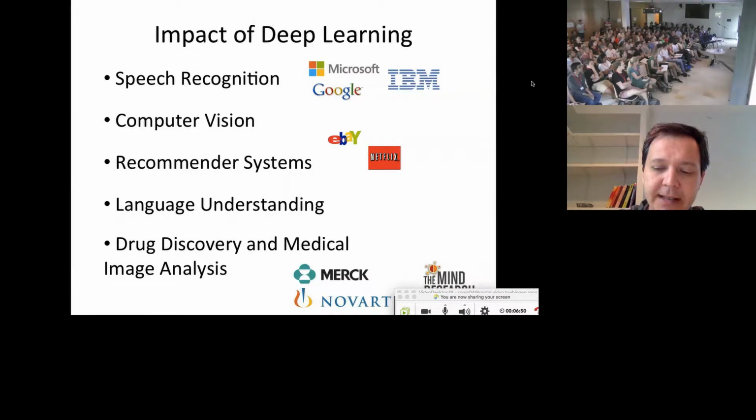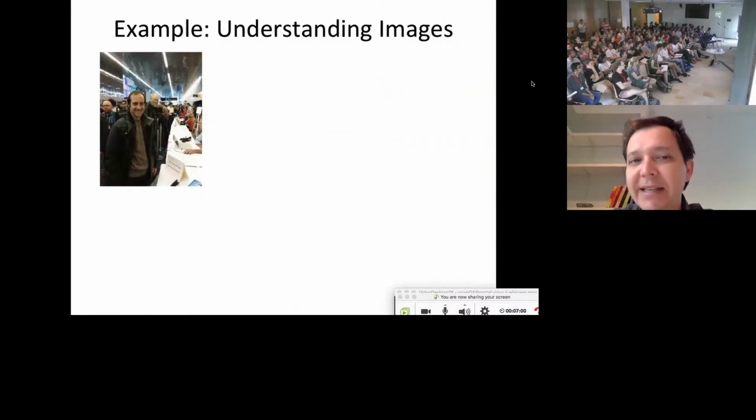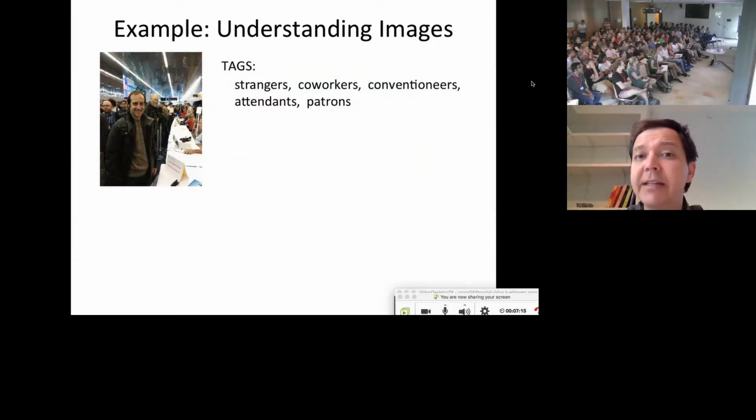But before I get into the details, I just wanted to show you one particular use case, trying to understand images. So this is an image of Antonio Torralba. He is a professor at MIT that I took a couple of years ago at NIPS. And what you can do is tag the image, right? You can use deep learning to tag the image, which is a very useful thing to do. So here it tags it as strangers, coworkers, and such.